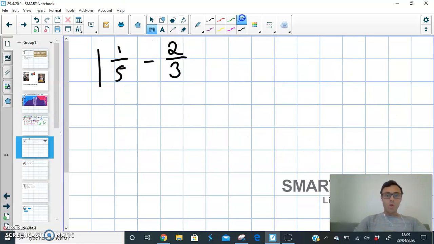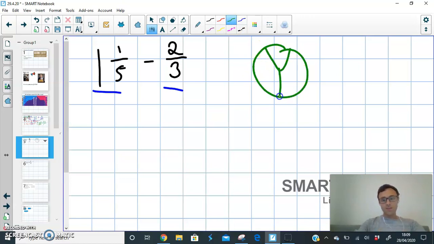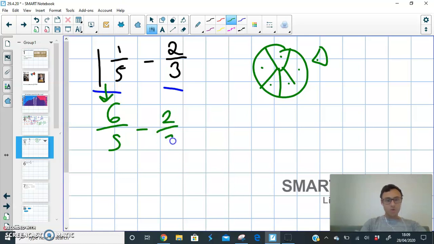Another one then. This one starts with a mixed number and then it has a normal fraction there, a unit fraction as we call it. So we need to convert this mixed number 1 and 1/5 into an improper fraction. I've got 1 whole split into fifths plus an extra fifth. How many fifths have I got? 1, 2, 3, 4, 5, 6. So that converts to 6/5, and I'm taking away 2/3.